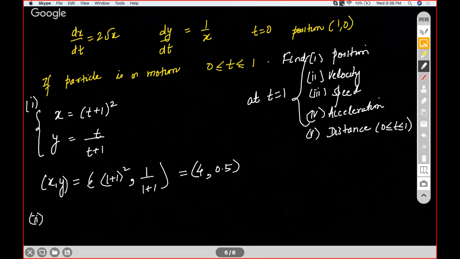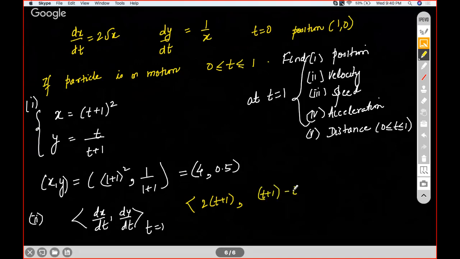Sir, 4, 1 by 4. Absolutely correct. 4, 1 by 4. So basically, we have to find out dx by dt and dy by dt and put the value of t as 1 there. So this will be 2t plus 1. And this would be (t plus 1) into derivative of t, which is 1, minus t, by (t plus 1) the whole square. And the moment you put t, this will become 4. This will become 1 by 2 square, which is 1/4.